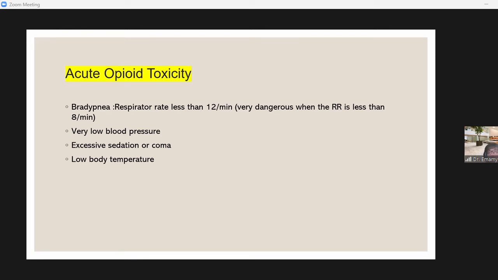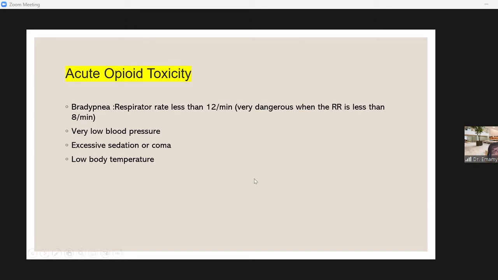One of the high alert drugs is opioids. Another one is heparin. Another one is insulin. So when you give opioid to your patient, you should have the antidote ready. Heparin, you should have the antidote. Insulin, you should have glucose. The antidote of opioids is naloxone.